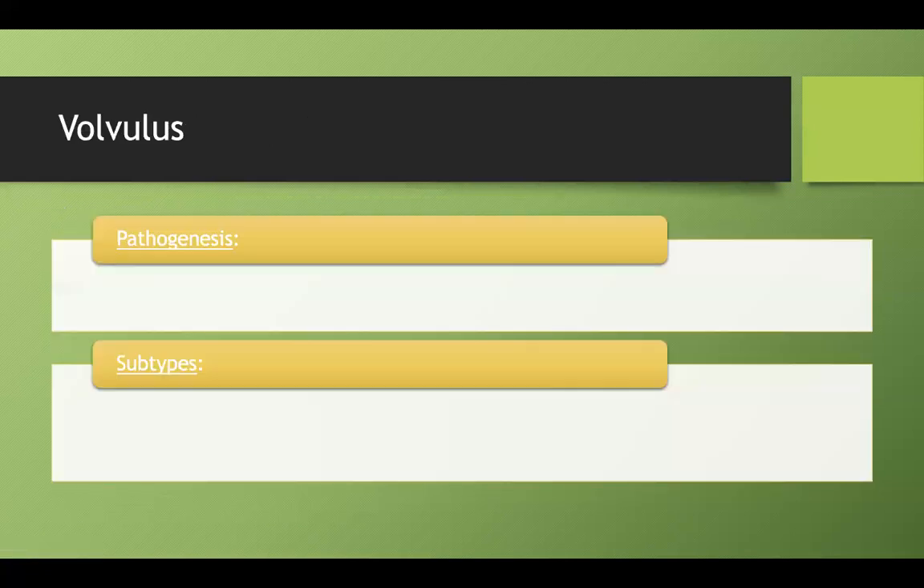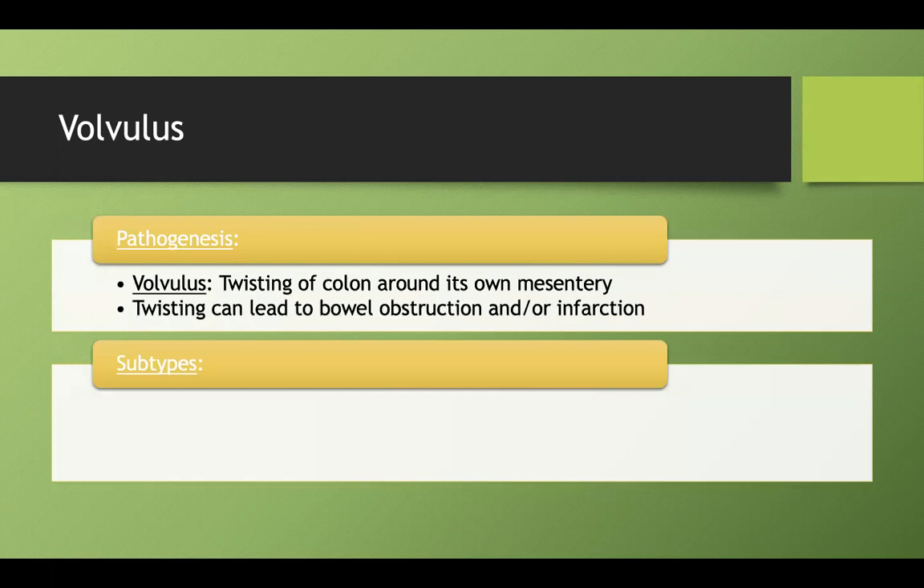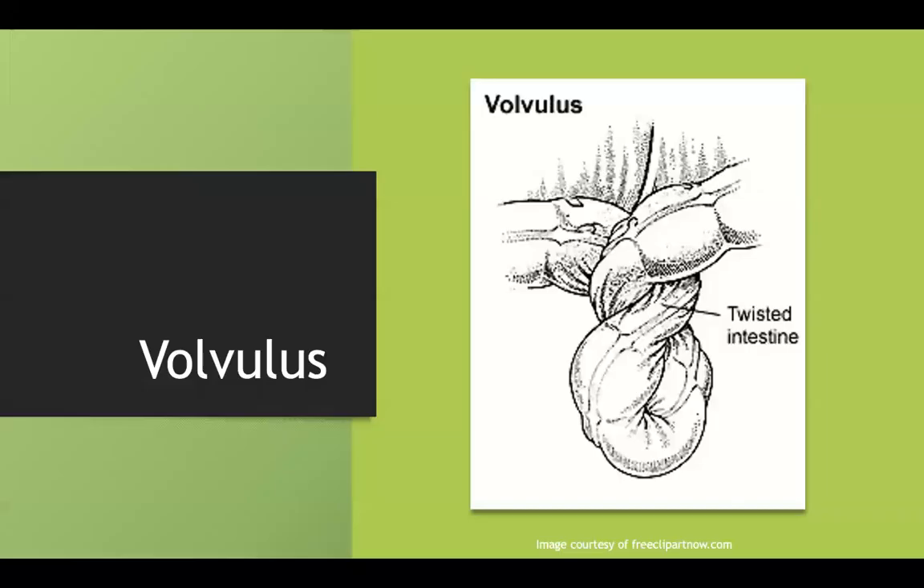Okay, so for volvulus, I did talk about one of the types of volvulus in the small intestine lecture, and I'll revisit that here. So let's go over, there's three different types of volvulus. A volvulus is a twisting of the colon around its own mesentery. And the problem with this is that if you're twisting that region of intestine, it can obstruct the bowel, and it could also lead to infarction of that segment.